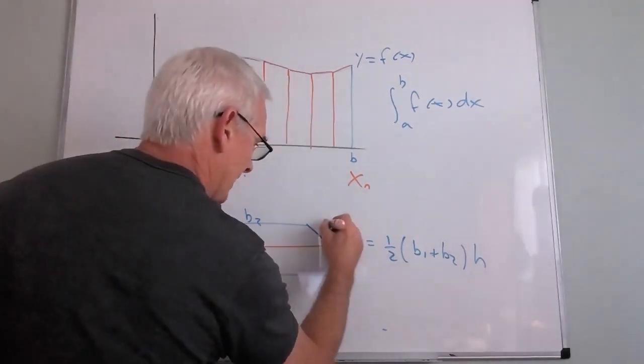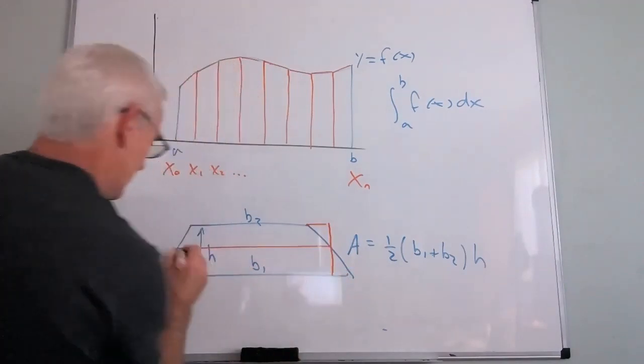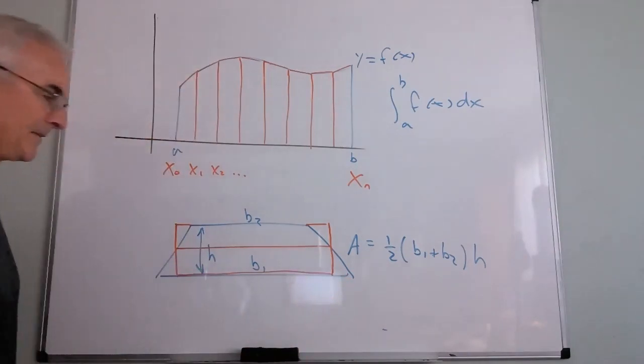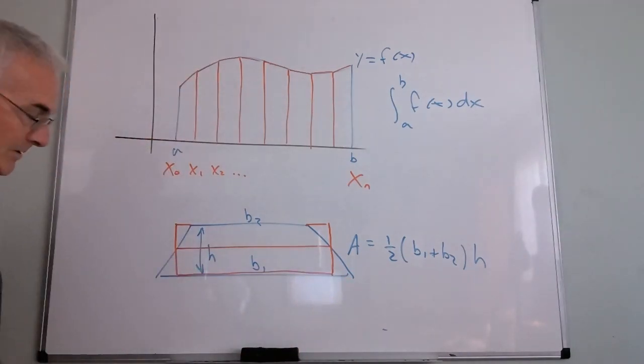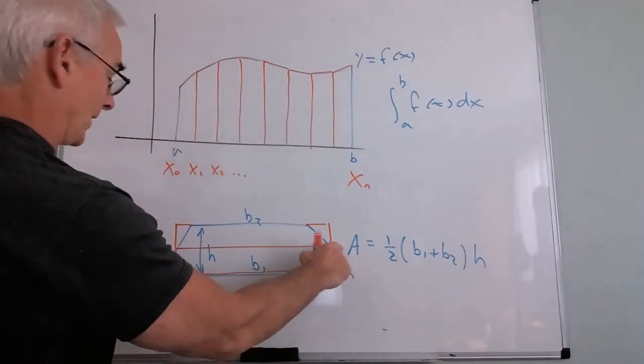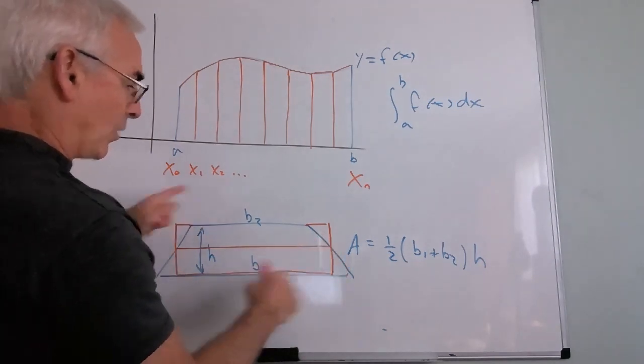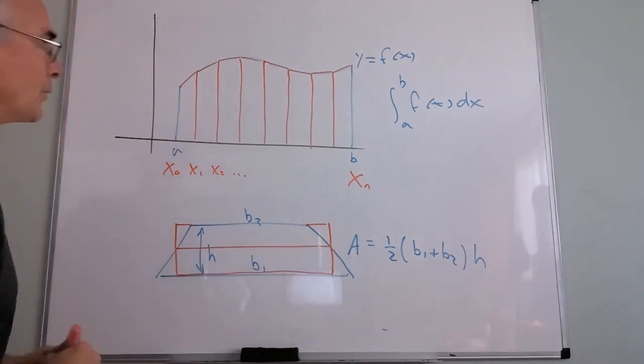If I took the average of the bases, then my orange rectangle will have the same area as my trapezoid because I just took the midpoint of these sides. Oh, okay. So this length is the average of B1 and B2. Okay, great. So how do I know I have trapezoids?